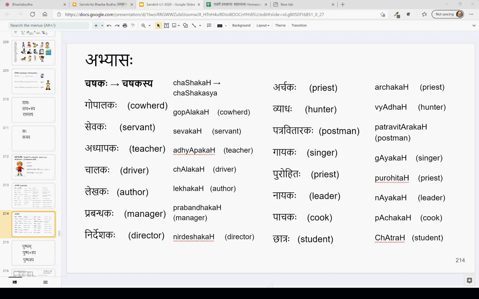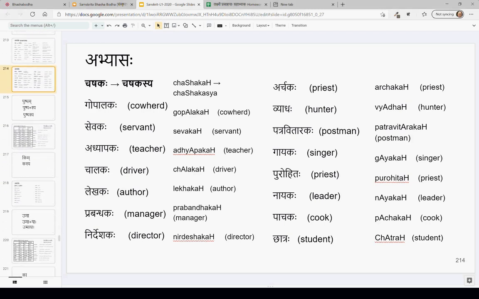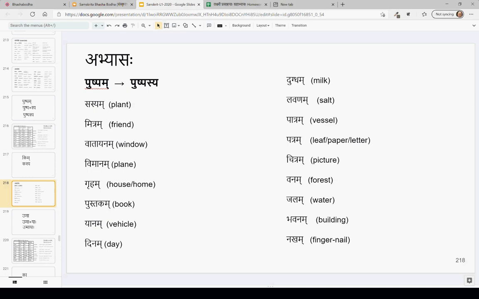So in place of chalakasya, if we want to use a pronoun, what do we use? Tasya. Tasya vahanam. Like that. Okay. Now Napumsakalinga examples here. Anybody want to begin? Radhika, a couple of words you can pick in Shashti Vibhakti form.